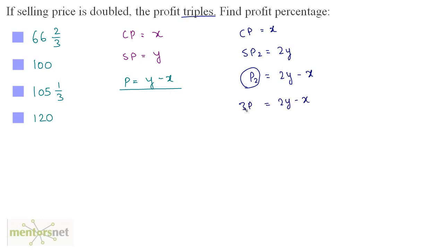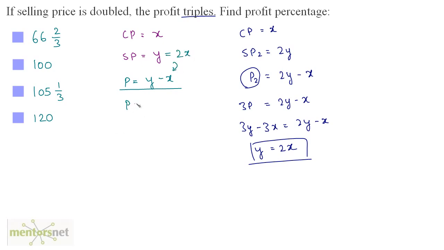Now 3P is basically 3 times Y minus X. So I can write it as 3Y minus 3X is equal to 2Y minus X. So 3Y minus 2Y gives you Y, equal to plus 3X minus X, which gives you 2X. So we have a relation between the cost price and the selling price. So Y is equal to 2X. Put it in this equation. So the profit is equal to 2X minus X. So profit is equal to X.